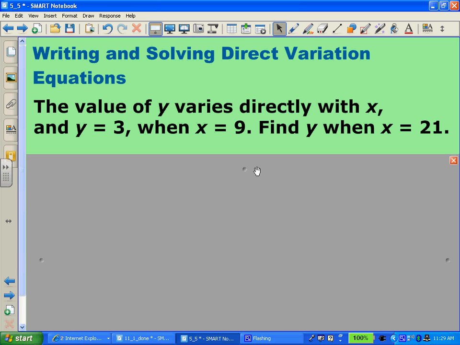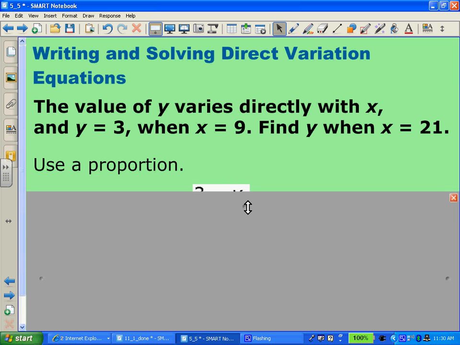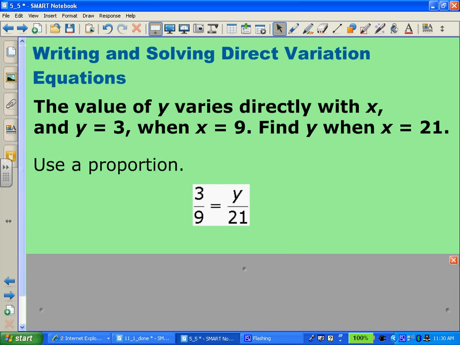So this says the value of y varies directly with x. When y is 3, x is 9. Or y is 3 when x is 9. Same thing. Find y when x is 21. So what we're going to do is set up a little proportion here.